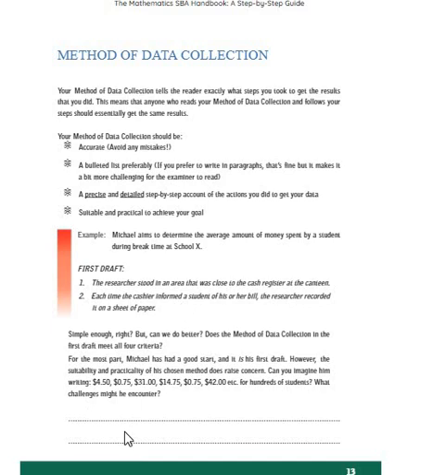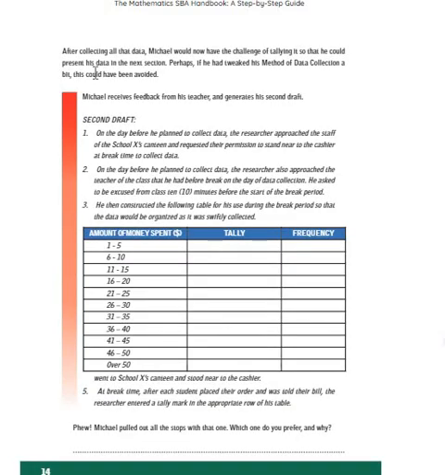Now, remember, your SBA should be a sample. So if your school only has 400 or 500 students, 10% of those will be like 50 students. So, you at least want to have 10% or more, a little more, of the population of your school. So, you wouldn't want to have hundreds of data being collected from students. Okay, so after collecting all the data, Michael would now have the challenge of tallying it so that he could present his data in the next section. Perhaps if he had tweaked his method of data collection a bit, this could have been avoided.